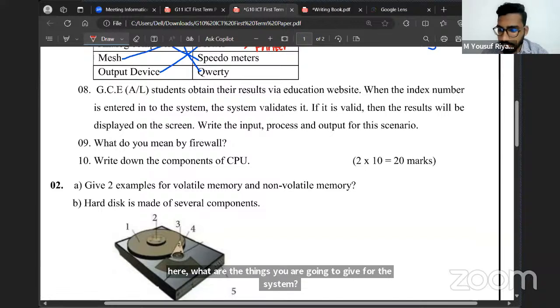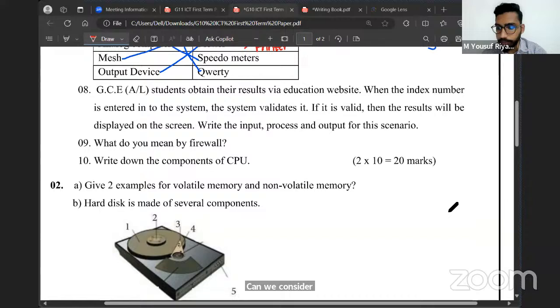Can we consider an ECG machine as an analog computer? No, an ECG machine is a hybrid computer.